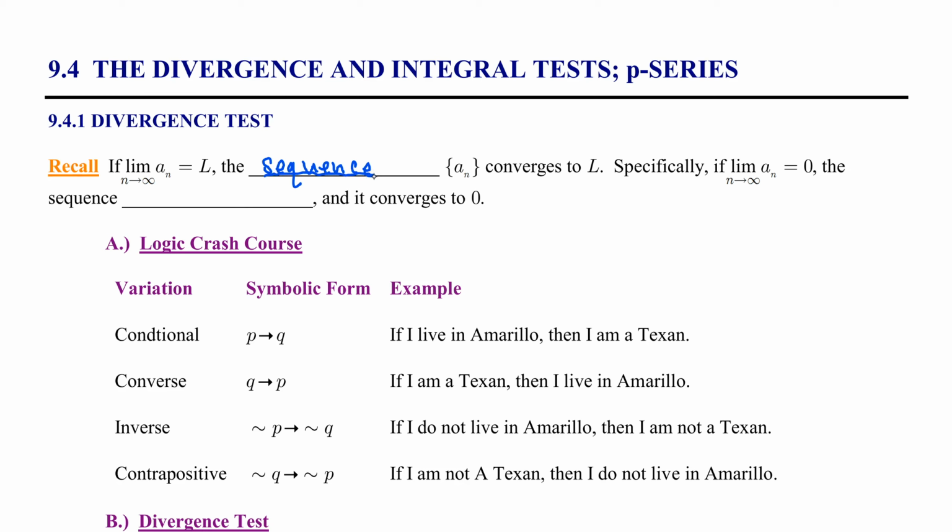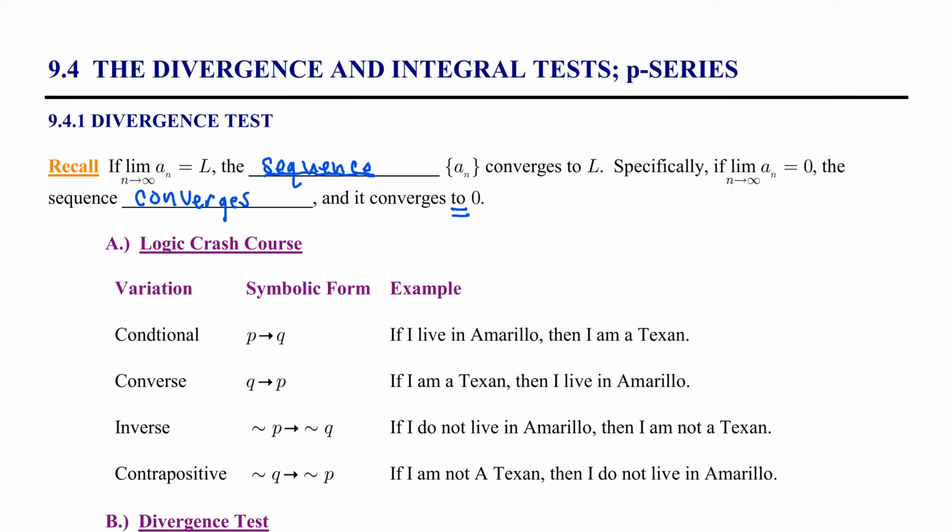Now specifically, if the limit as n approaches infinity of the sequence is 0, then we can conclude the sequence converges, and we can conclude that it converges to 0. This all works very nicely when applied to sequences. However, when we get into the territory of a series, which of course is the sum of that sequence, things get a little bit muddier.